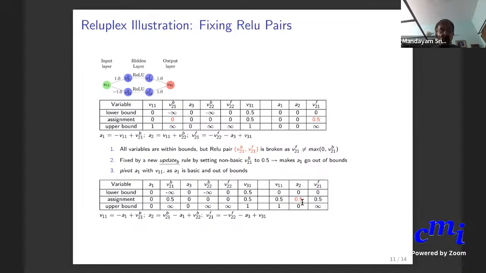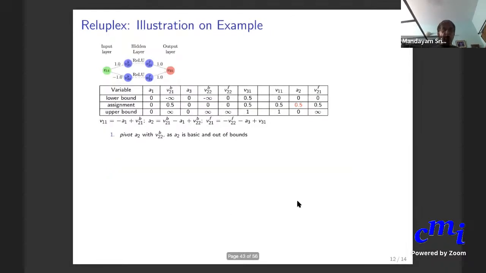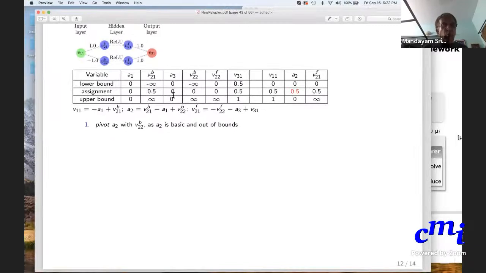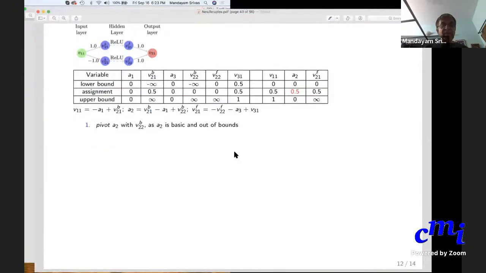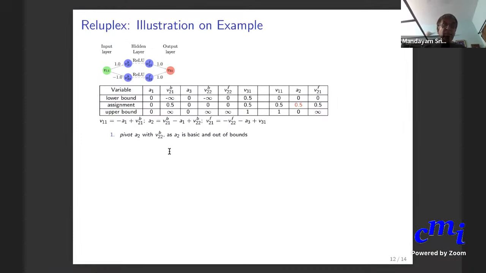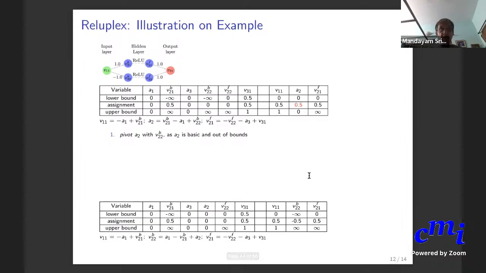So A2, what happens? So A1 goes out of bounds. So pivot A1 with V11. So A2 now goes out of bounds. So you pivot A2 with V22 of B. Okay, because A2 is dependent on that, and that is what we choose to pivot with, because A2 is now basic and it is out of bounds. So after pivoting that, you get this.